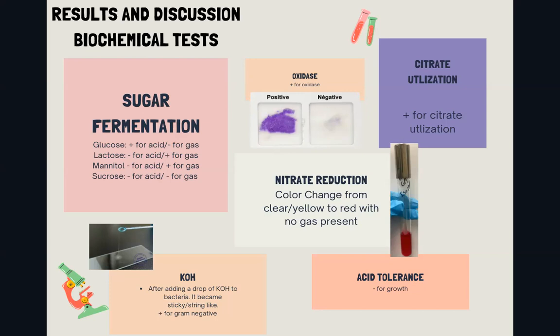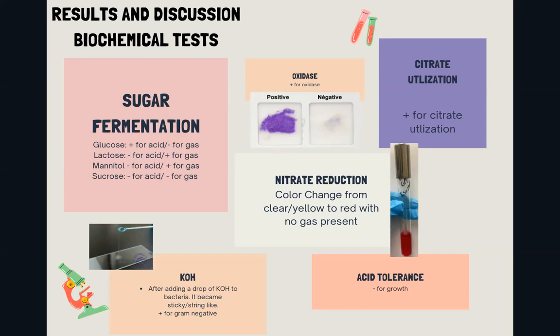The next test completed was the nitrate reduction test, and we saw a clear color change from the clearish yellow type of color, transforming into this bright red with no gas in the Durham tube. This indicates a positive nitrate reduction, but no nitrogen gas formation.